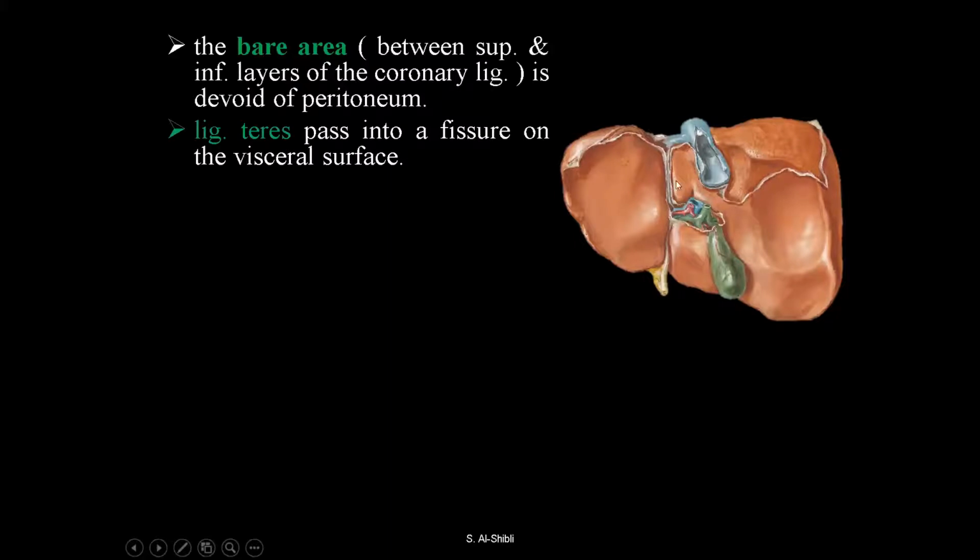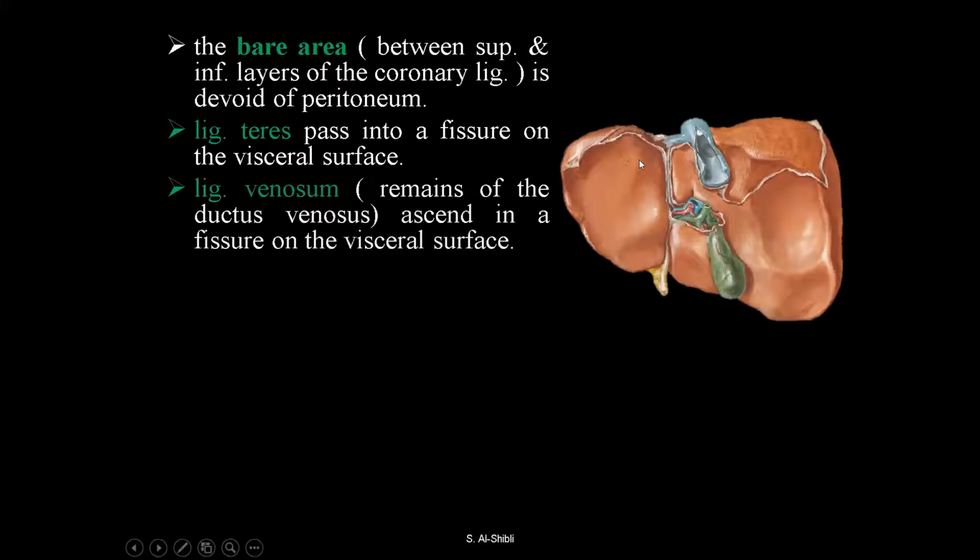Ligamentum teres, this is the ligamentum teres, passes into a fissure on the visceral surface, another ligament. Still, we have the ligamentum venosum. As I told you, we have too many ligaments related to the liver. The ligamentum venosum, which represents the remnant of the ductus venosus, here it is, ascends in the fissure on the visceral surface.